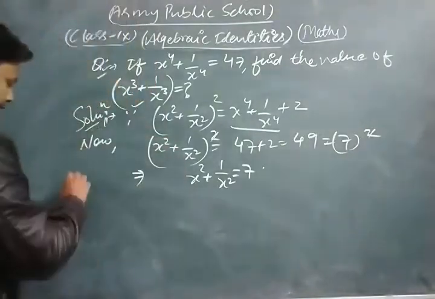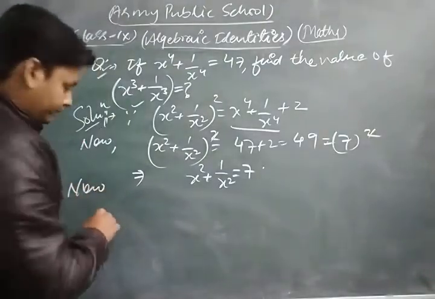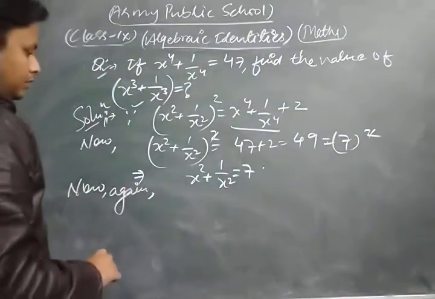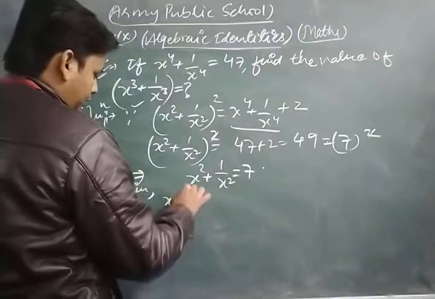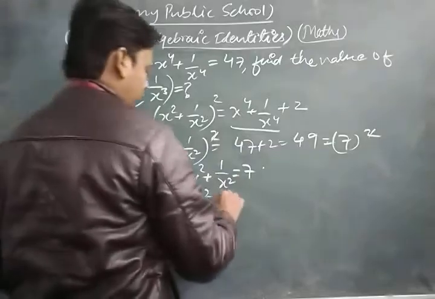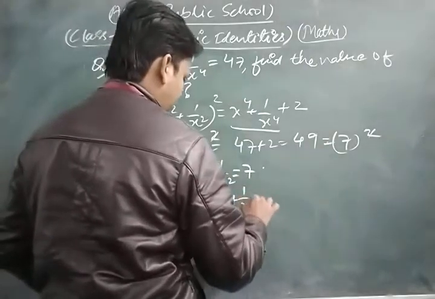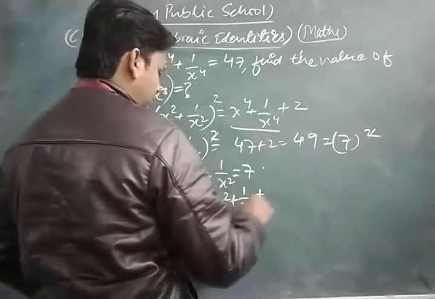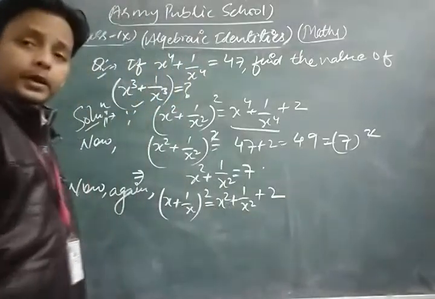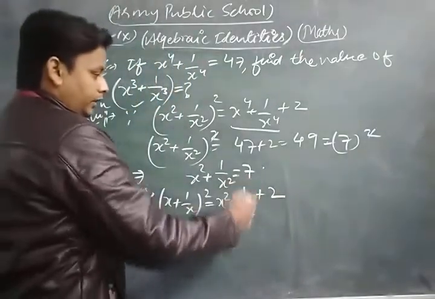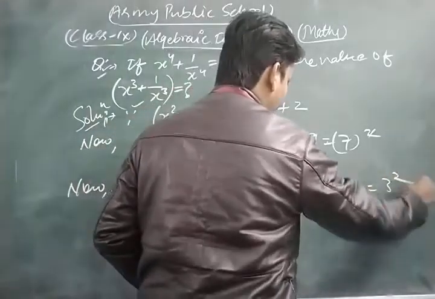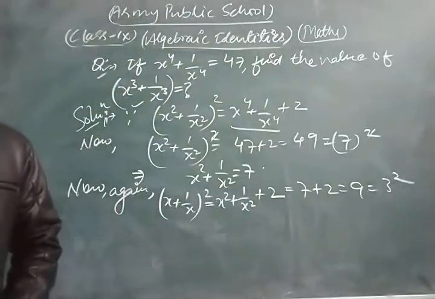Now again we apply the identity: x plus 1 upon x whole square is a square plus b square plus 2ab, and 2ab here is 2. Now the value of this is what? 7. So that is 7 plus 2, that is 9. This is the square of 3.